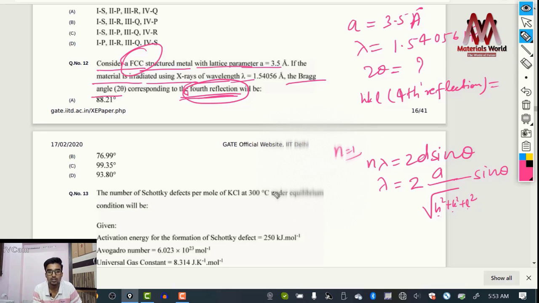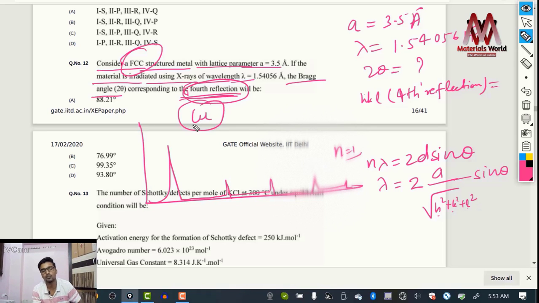So what does it mean? What is the reflection? If we take XRD diffractometer data, we get something like that. Suppose we are taking diffractometer data of copper, we get some peaks. These peaks are called reflections. This one is the first reflection, and this one is the second reflection. Similarly, this one is third, and so on.